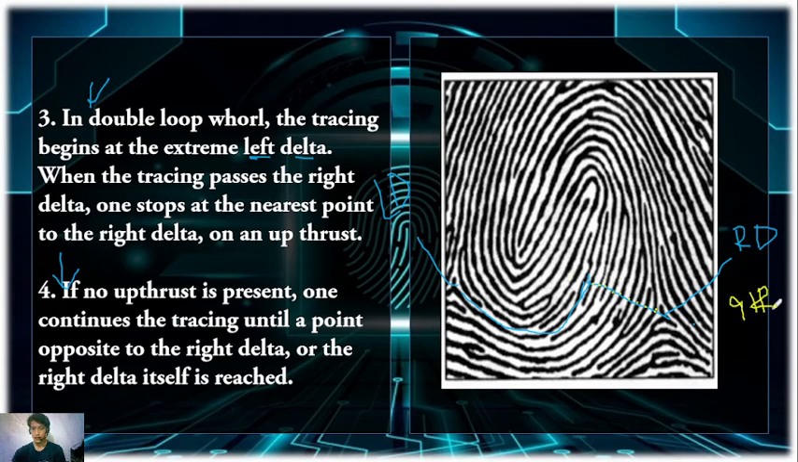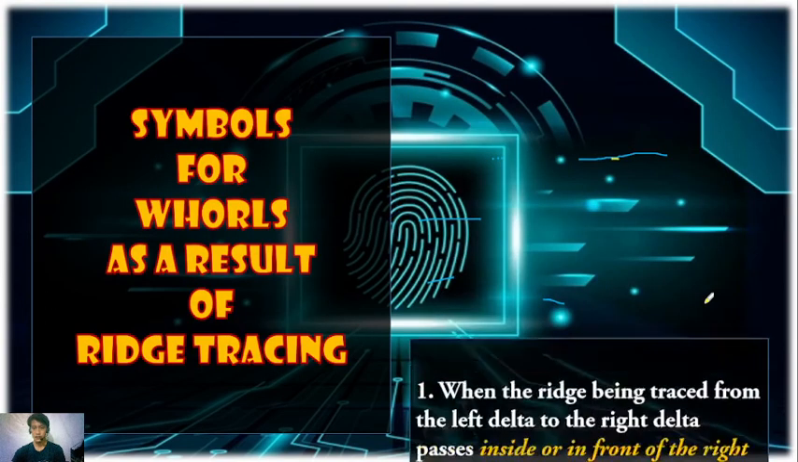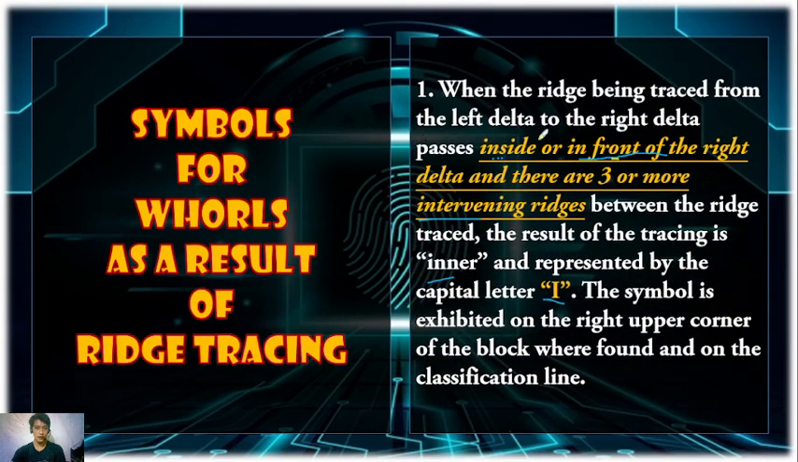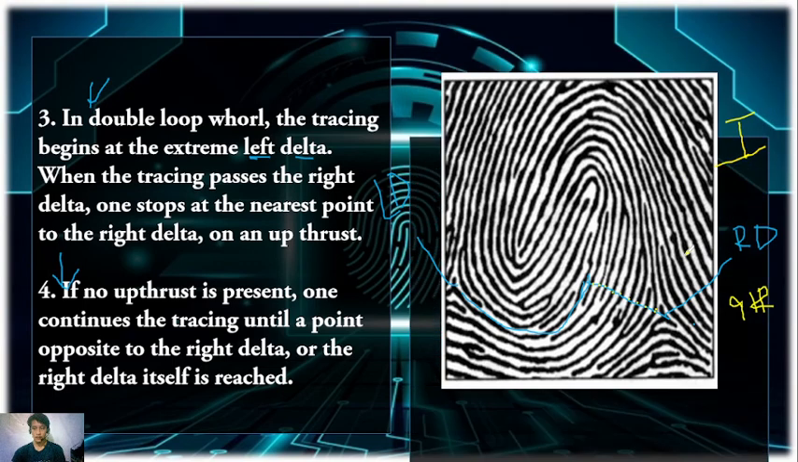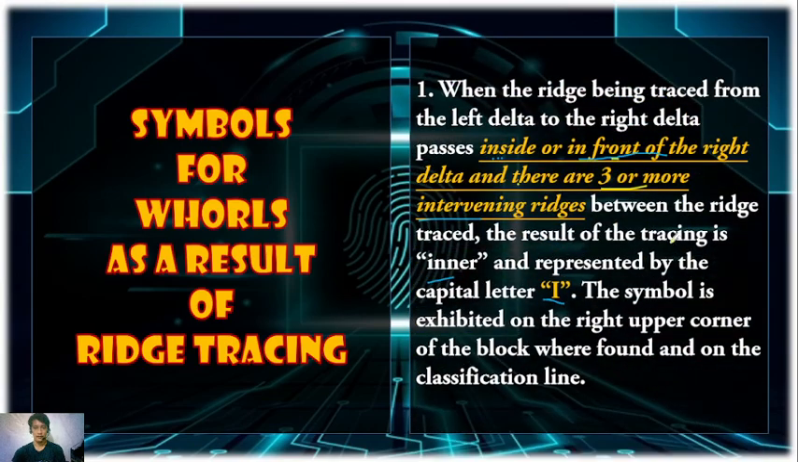9 IR. So with that, rule number 1, sabi dyan, there are 3 or more intervening ridges. So pasok na pasok siya. So we can say that this is an inner whorl. Inner double loop whorl, or inner type of whorl. So that is how we are going to have inner whorl.